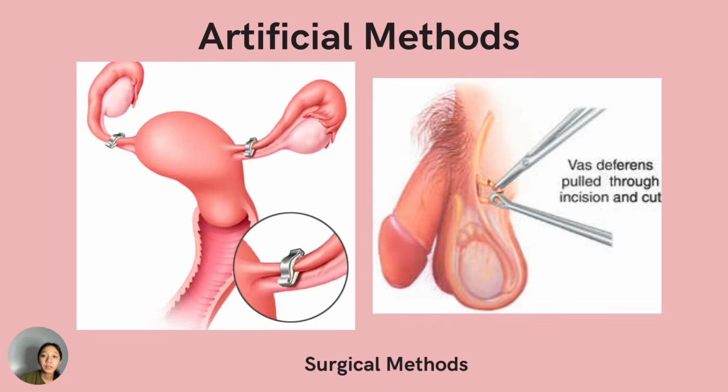So on males, it is called vasectomy. So vasectomy is a form of male birth control that cuts the supply of sperm to your semen or the male's semen. Ito yung vasectomy, class, yung may vas deferens pulled through incision and cut. Okay, so it is done by cutting and sealing the tube that carry sperm. So vasectomy has a low risk of problems and can usually be performed in an outpatient setting under local anesthesia.